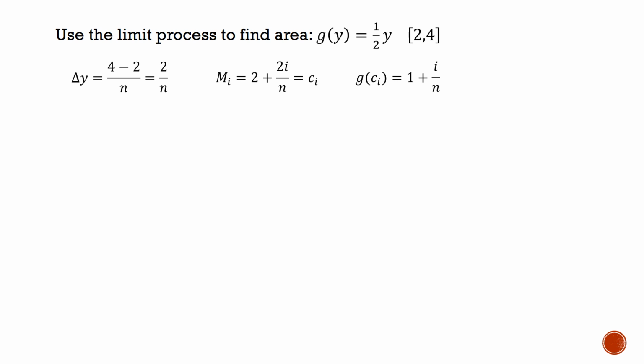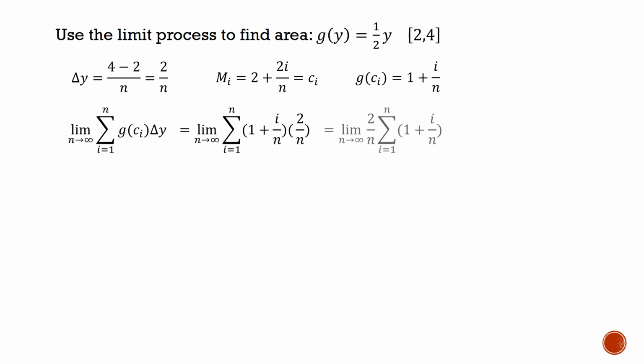But instead of evaluating f of c sub i, in this particular case, we're going to use g of c sub i because that's the function that I'm working with. We replace and evaluate, and now we simply use the limit process formula, which is the sum as i goes from 1 to n, not of f of c sub i, but of g of c sub i times delta y, not delta x. So we replace: g of c sub i is simply 1 plus i over n, delta y is 2 over n, and now all that is required is a little bit of algebra.